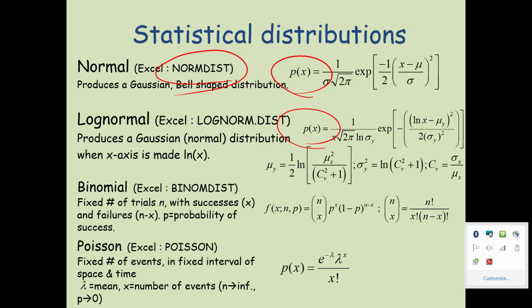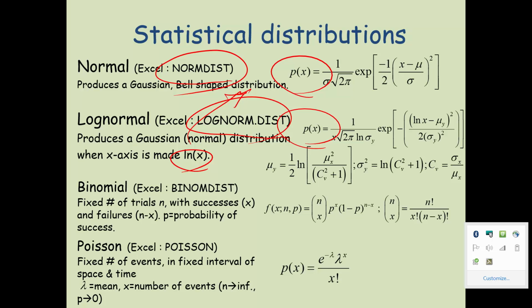where we essentially take the logarithm of the values of x, and it turns out that the logarithm of the values of x has a normal distribution. So it has the same distribution as this one, but the difference is that instead of x, we're looking at the logarithm of the values of x. That's a bit more complicated, but again, with Excel, there's the function LOGNORM.DIST, which can be used to evaluate the function within Excel.